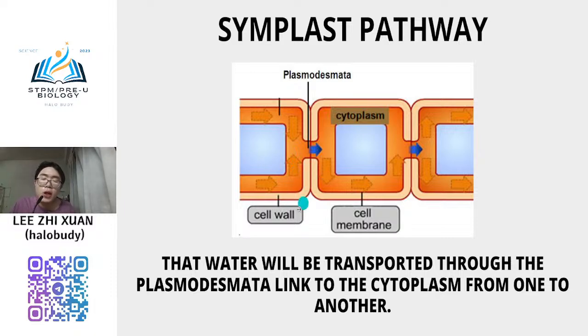Very easy, because the water is transported through the plasmodesmata, which links to the cytoplasm, meaning that the water molecule passes through the cytoplasm. You will see this arrow. The water molecule will pass through the cytoplasm of the plant cell, and when it goes from one cell to another, the water will pass through the plasmodesmata, enter the cytoplasm of the next cell, and repeat this process until it enters the root xylem vessel. So this is the symplast pathway.